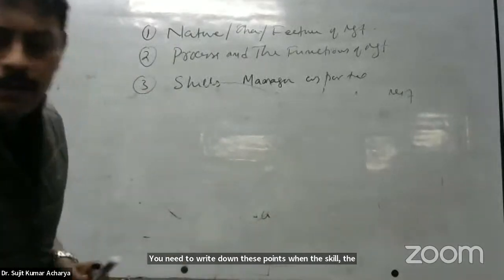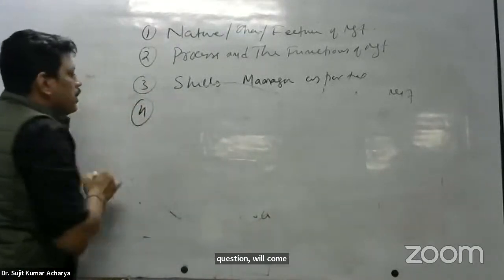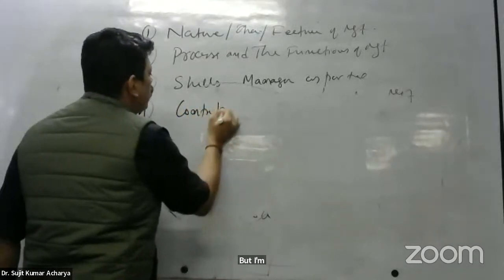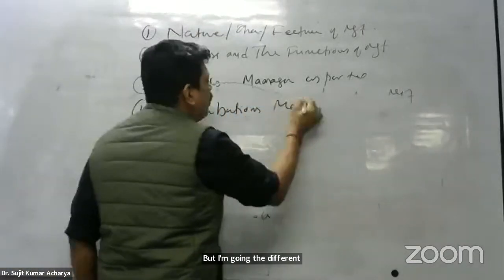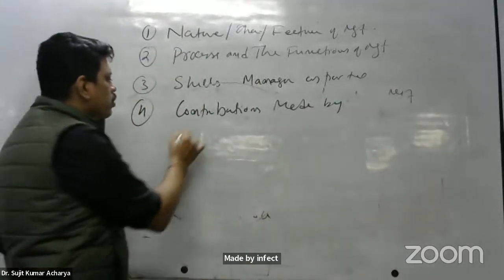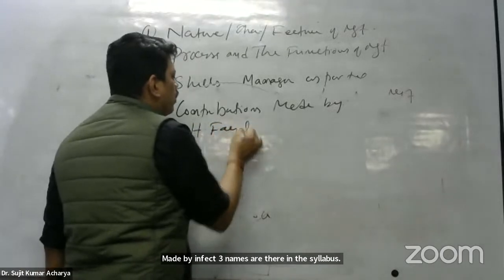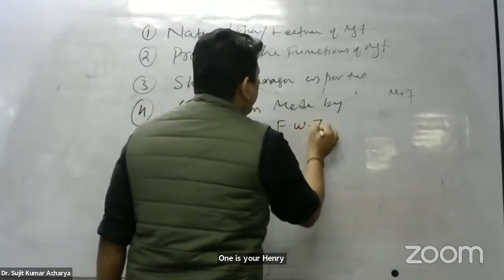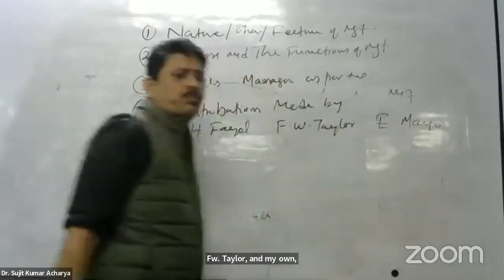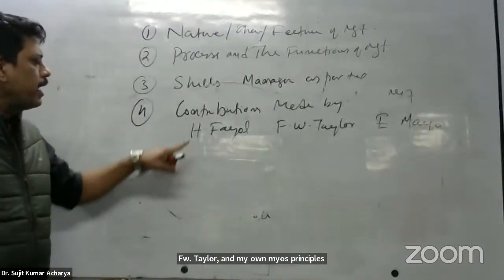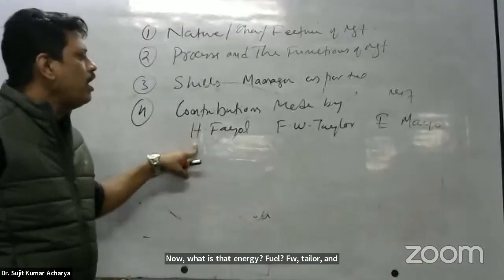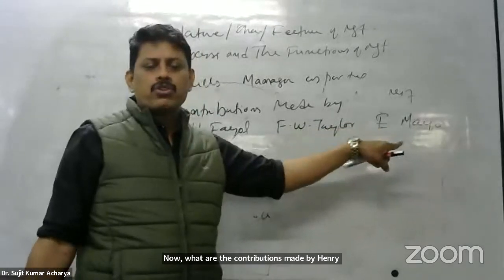Now another question you may get from unit 1: write down the different contributions made by, in fact, 3 names in the syllabus. One is Henry Fayol, F.W. Taylor and Elton Mayo's principles. Henry Fayol, F.W. Taylor and Elton Mayo. Now what are the contributions made by Henry Fayol, Frederick Winslow Taylor and Elton Mayo? So you need to elaborate.